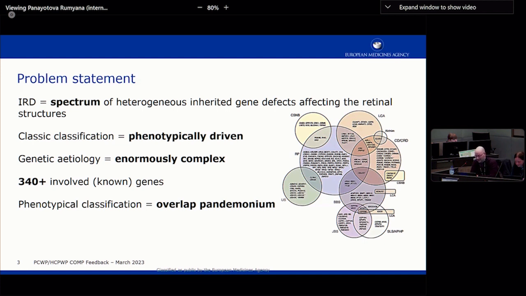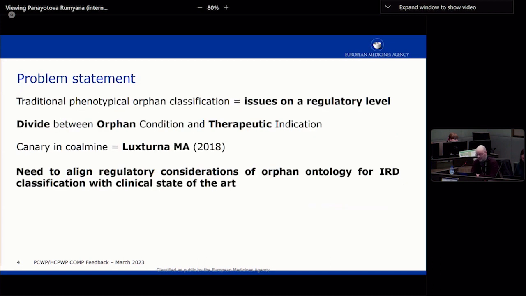And then the actual colored bubbles are these classical named diseases, congenital static night blindness, LCA, Usher syndrome, etc., etc. And you see how much that these overlap and where the same gene can give rise to very different classical diseases. Next slide, please.